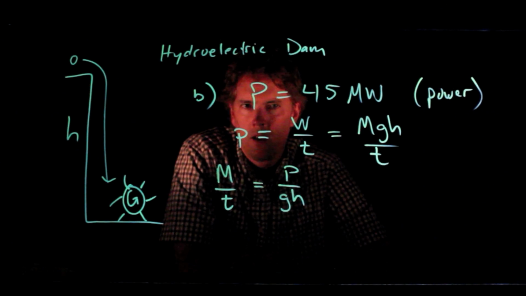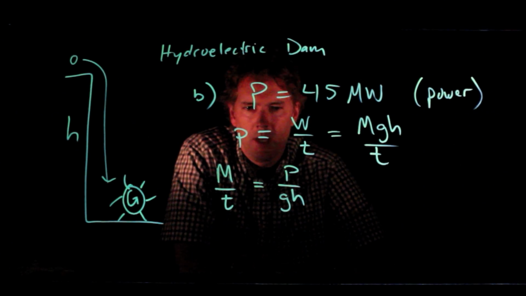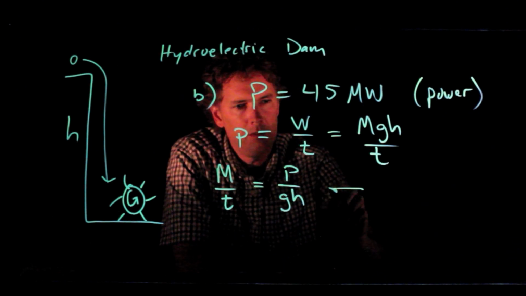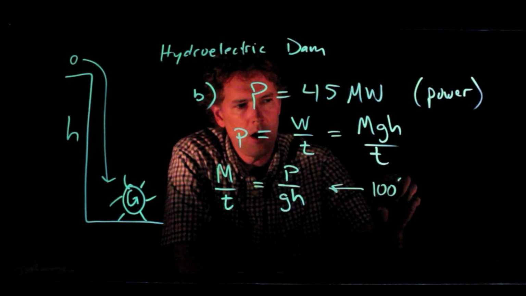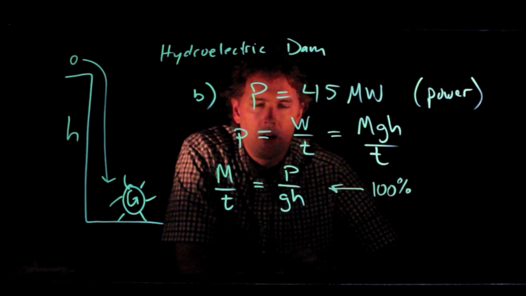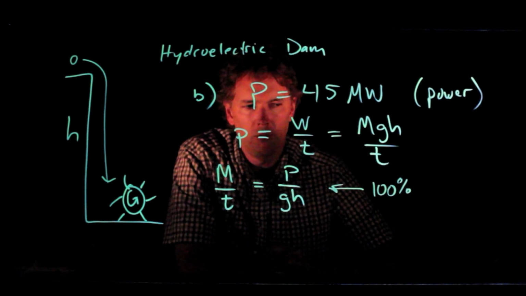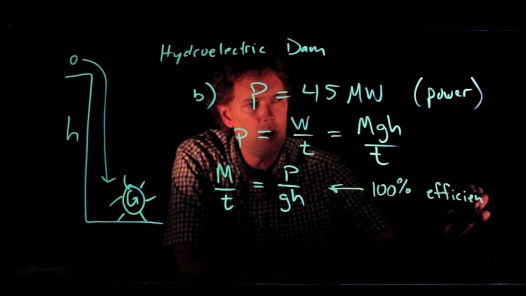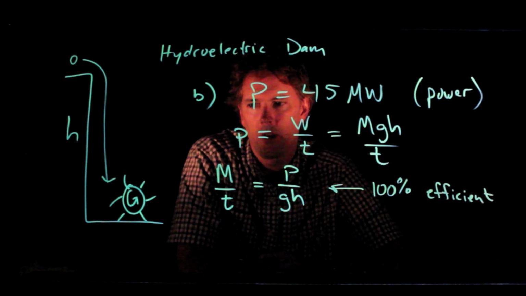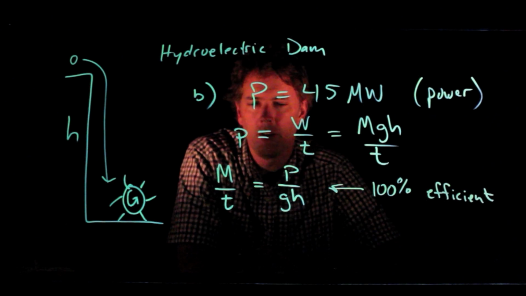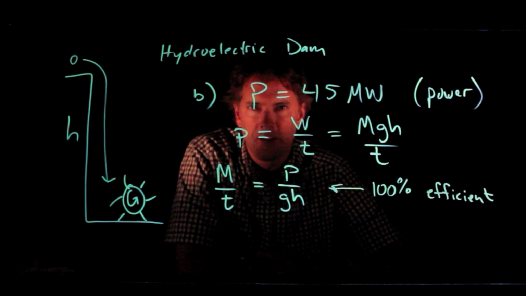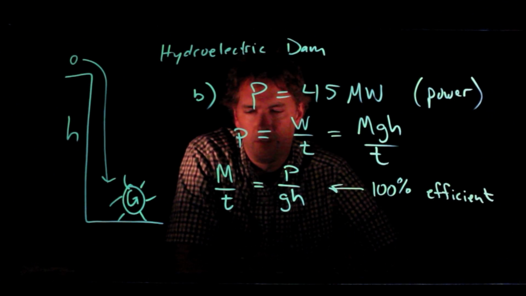All right? So you can plug them in and try it, but there's a problem. The problem is this is assuming that our paddle wheel is 100% efficient. In other words, all the available energy in that falling water, in fact, gets turned into electricity. And we know that's not the case. No real system is 100% efficient. And so we have to include an efficiency factor.